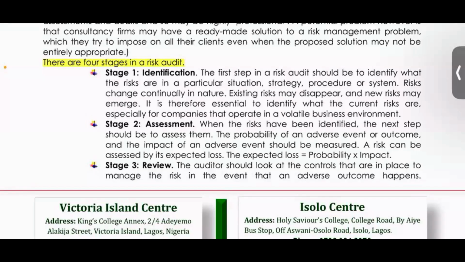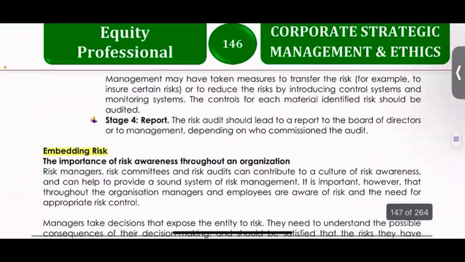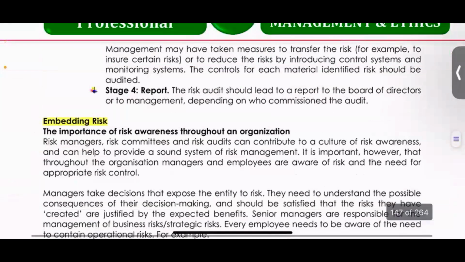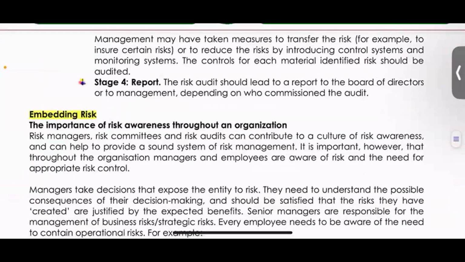Stage 3, review. The auditor should look at the controls that are in place to manage the risk in the event that an adverse outcome happens. Management may have taken measures to transfer the risk, for example, to insure certain risks, or to reduce the risks by introducing control systems and monitoring systems. The controls for each material identified risk should be audited. Stage 4, report. The risk audit should lead to a report to the board of directors or to the management, depending on who commissioned the audit.